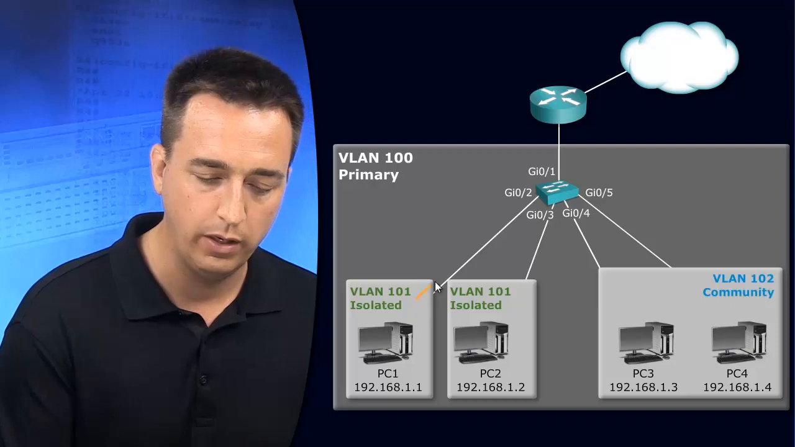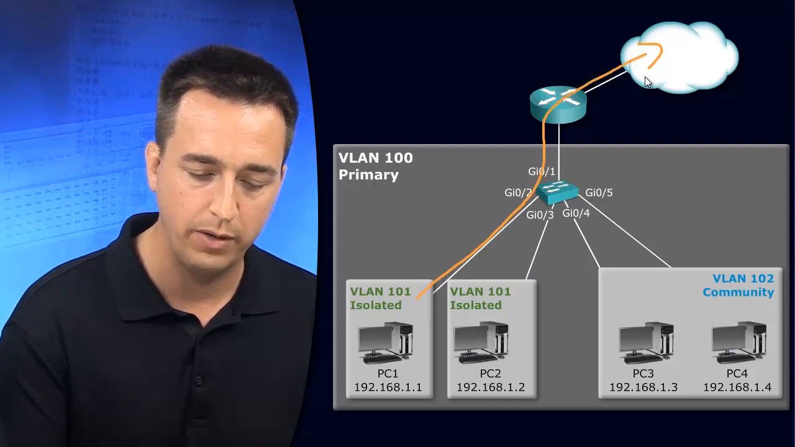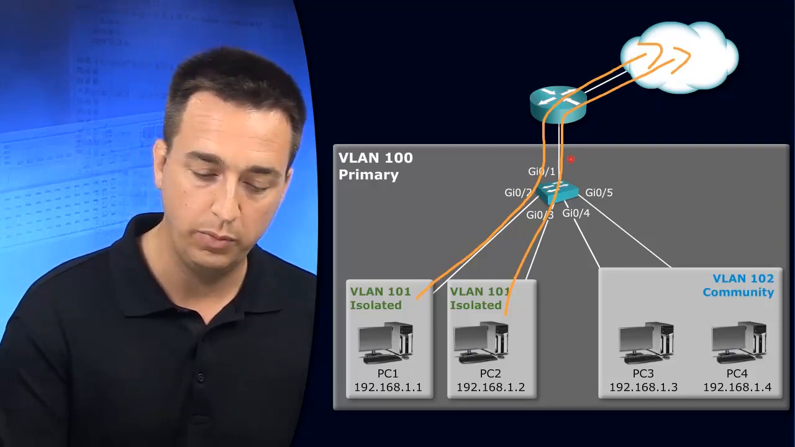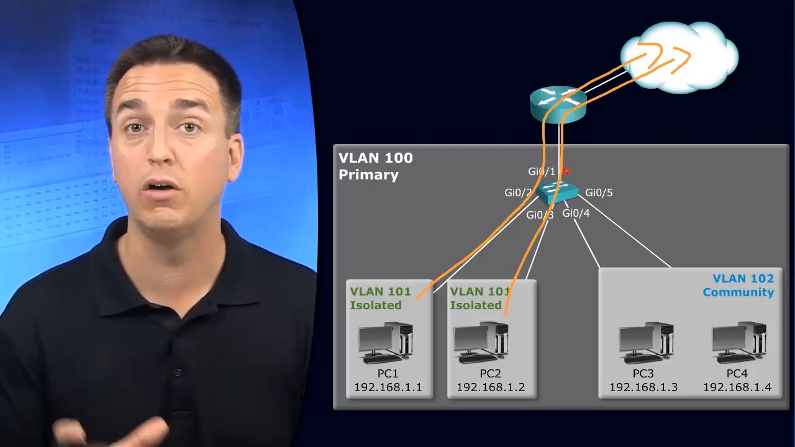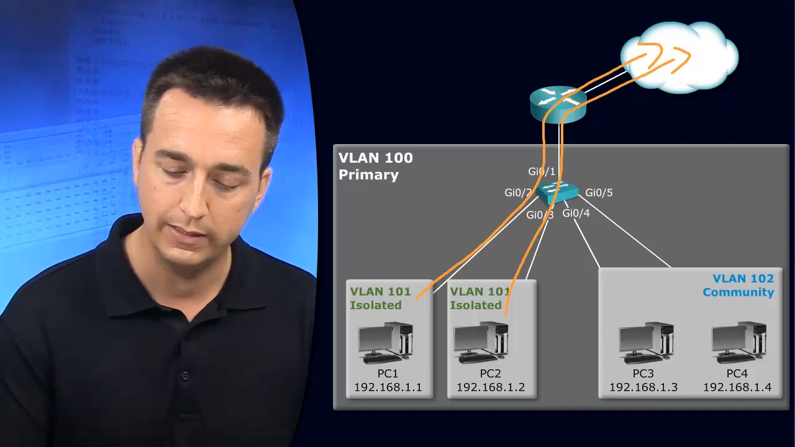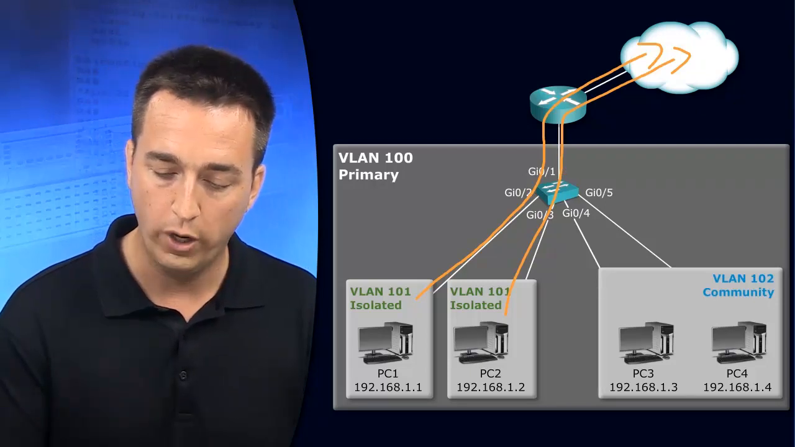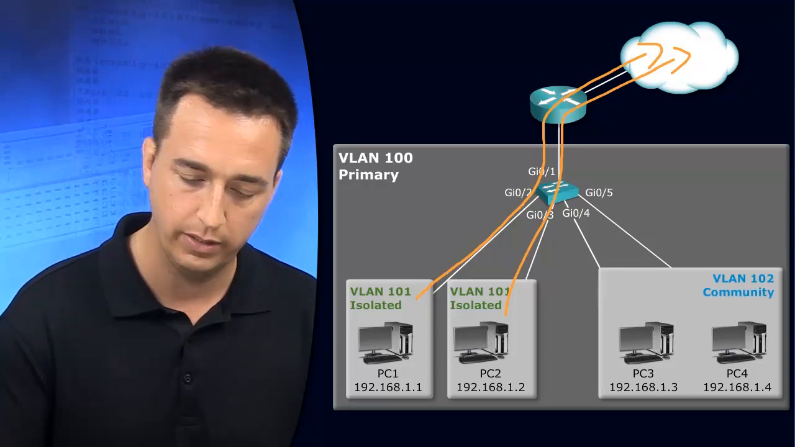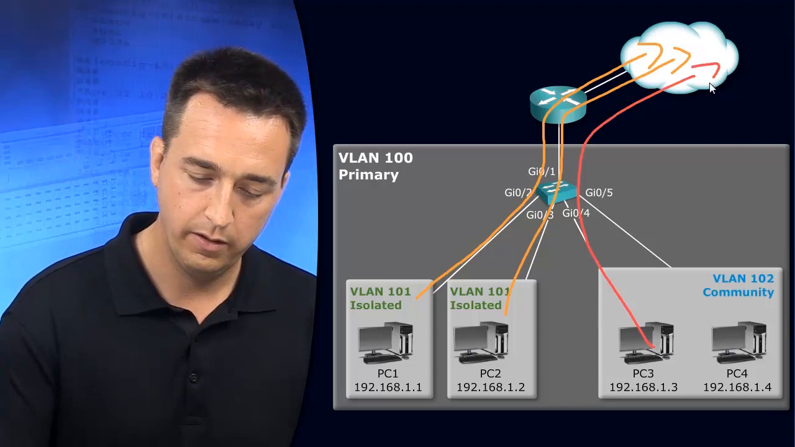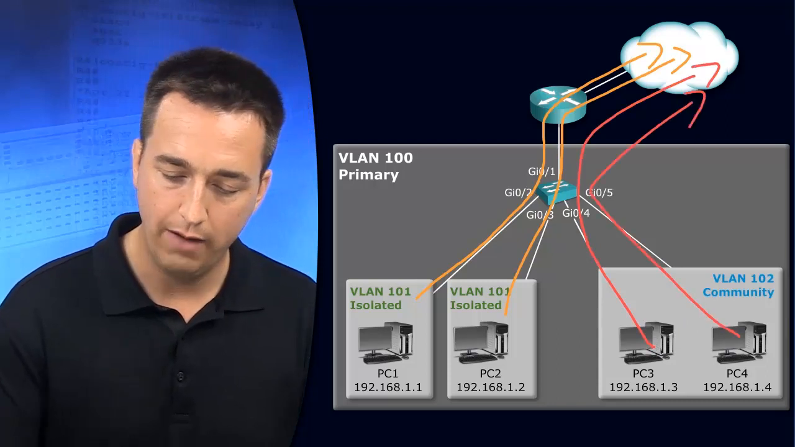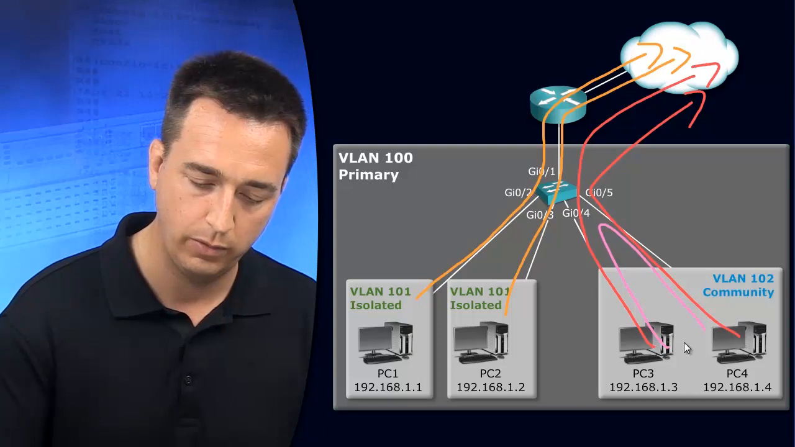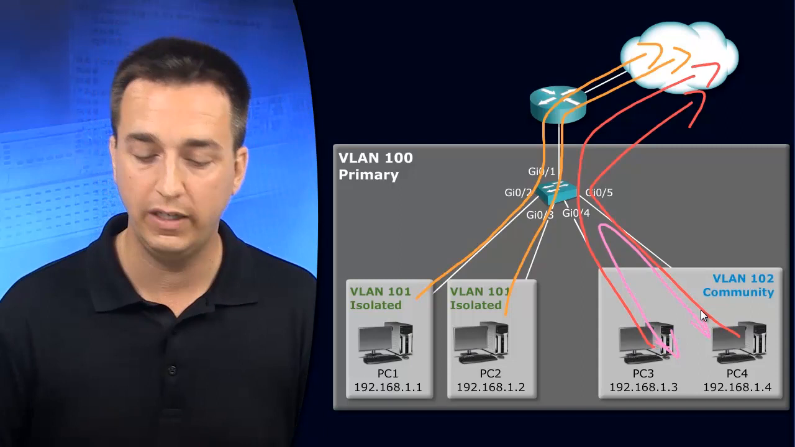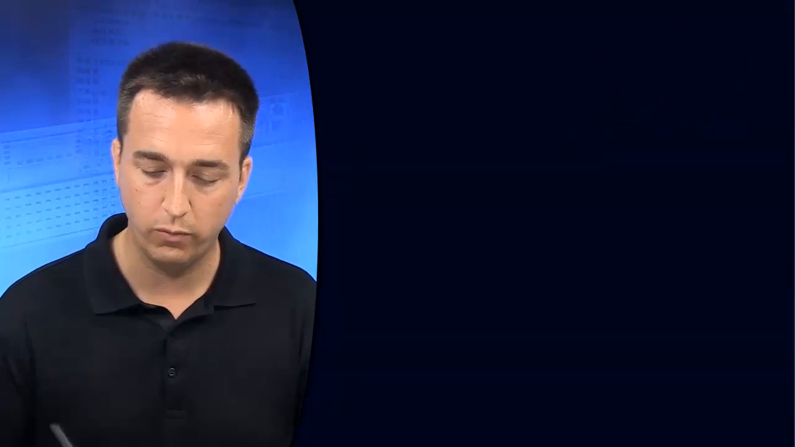Well, both PC1 and PC2 are going to be isolated from everybody. So therefore, this is their traffic flow because this will be a promiscuous port, gigabit 0/1. When we examine community VLAN 102, we will have traffic flowing from PC1 and PC2 this way, but we'll also have the ability to communicate between these two PCs because they're part of the exact same community VLAN. So how does the configuration work?